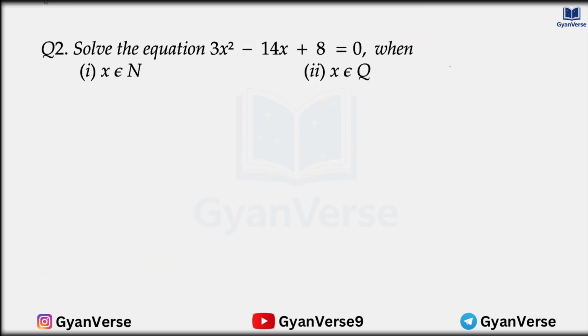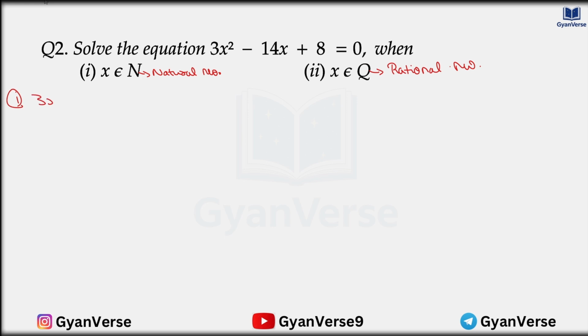Now question number 2, solve the quadratic equation 3x square minus 14x plus 8 equals to 0 when x belongs to N and x belongs to Q. Q means rational number, and N, I hope you know, natural number. Okay, so now first we'll solve part 1.